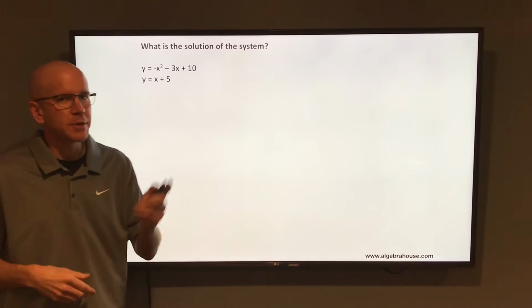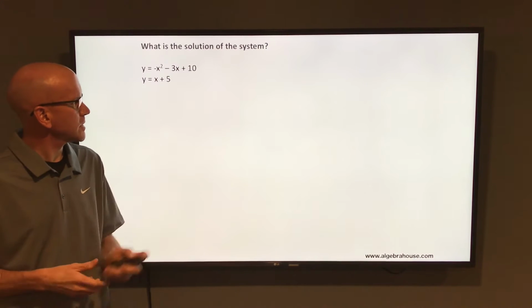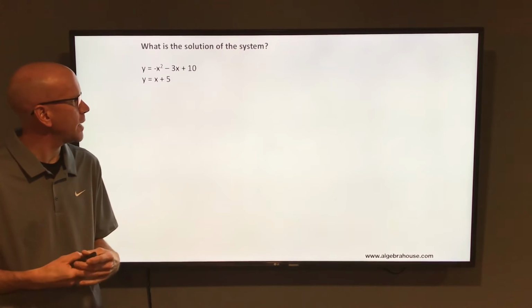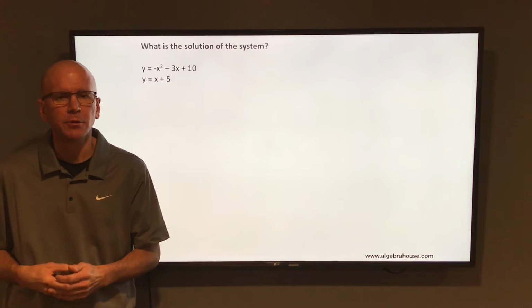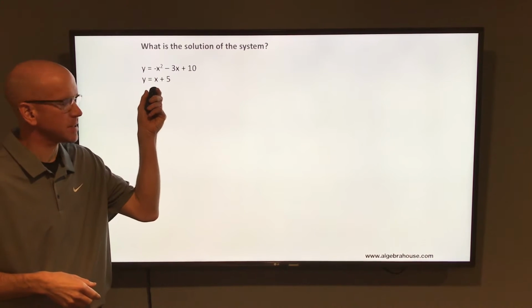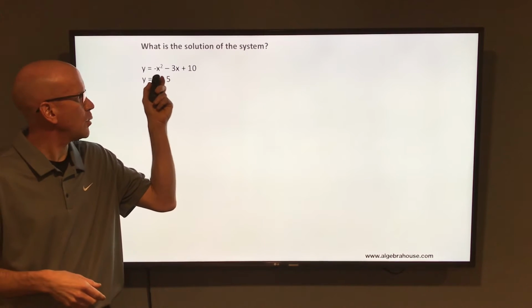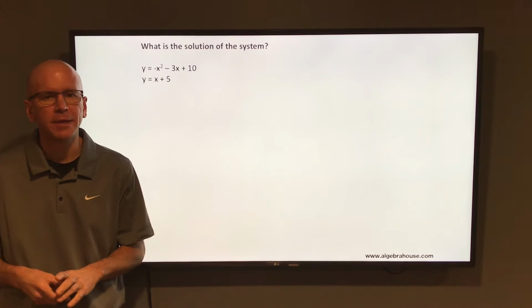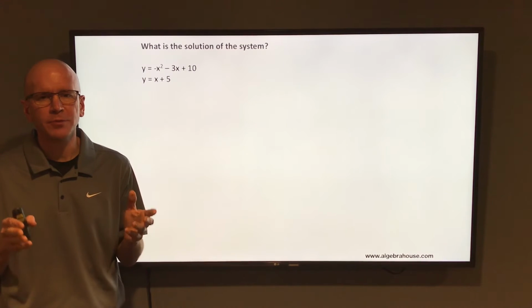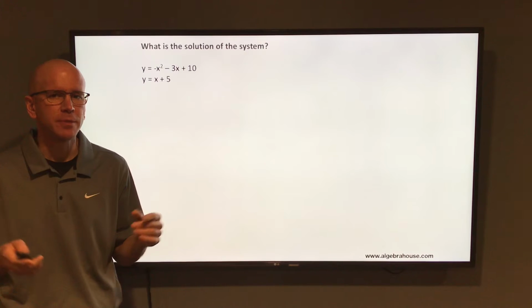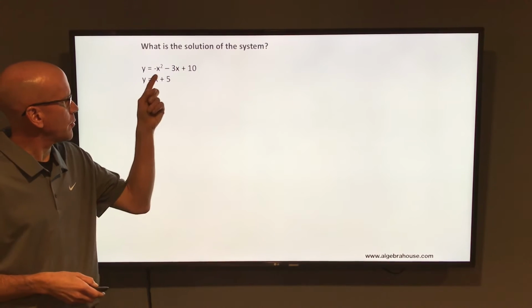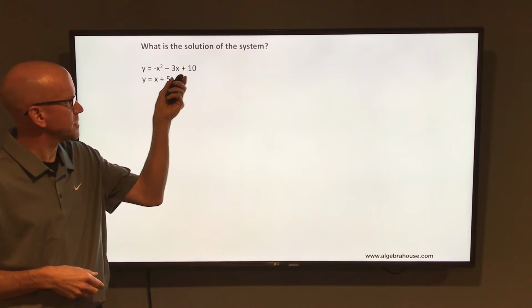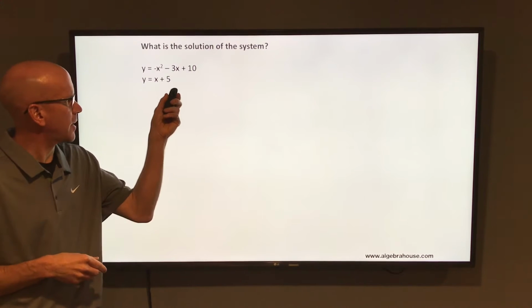So what is the solution to that system? y equals negative x squared minus 3x plus 10, and y equals x plus 5. So again, we have a linear quadratic system. You have a straight line, y equals x plus 5, and you have a parabola, y equals negative x squared minus 3x plus 10. We're going to find out where the straight line and the parabola meet, if they do meet at all. Notice they're both equal to y, so negative x squared minus 3x plus 10, that's equal to y, and x plus 5, that's equal to y.